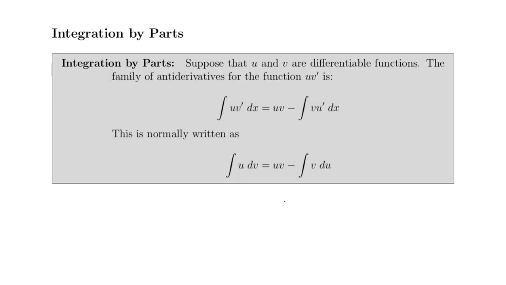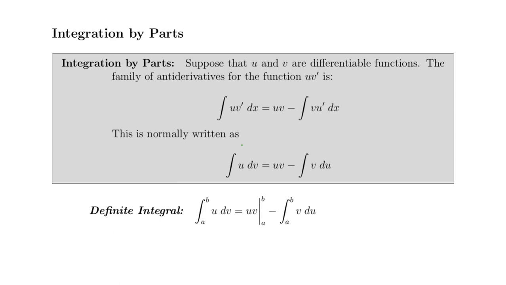So here's integration by parts. Suppose that u and v are two differentiable functions. The family of antiderivatives for the function uv prime. Notice, not u and v. A function multiplied by a derivative of a different function is uv minus the integral of v u prime dx, but normally it's written this way. This is how you'll likely see integration by parts. The integral of u dv is equal to uv minus the integral of v du. For the definite integral, we just add limits of integration everywhere that you would expect to add them.